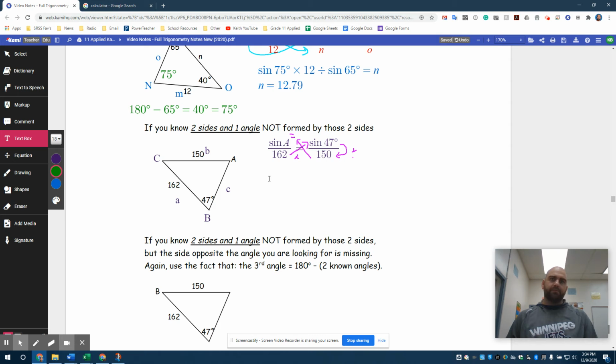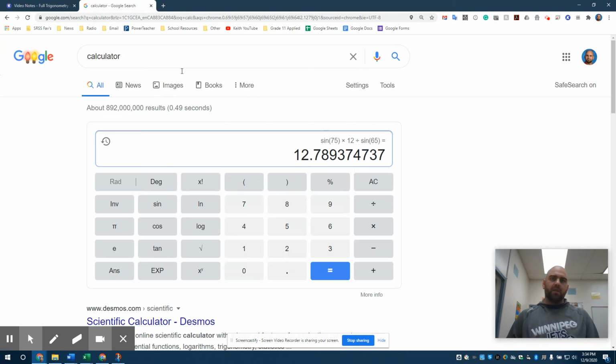So what this looks like, and again, going to write it out as an equation here, 162 times sine of 47 degrees divided by 150 is equal to, well, let's plug it in. 162 times sine of, what did I say, 47, right? 47 degrees divided by 150. And I'm going to get 0.789.